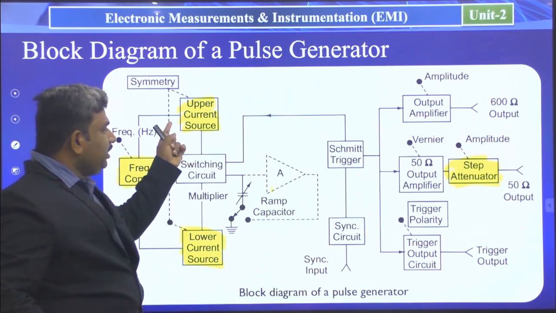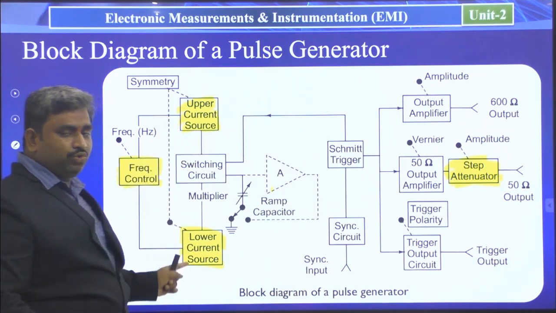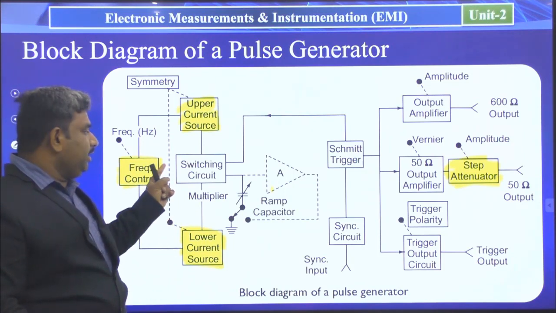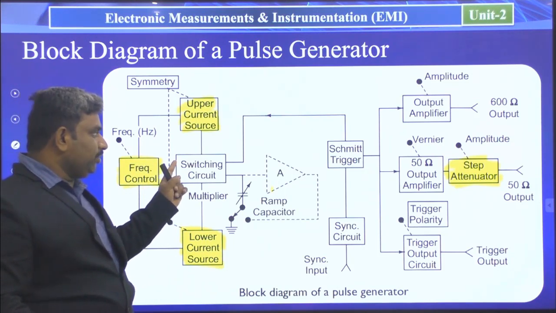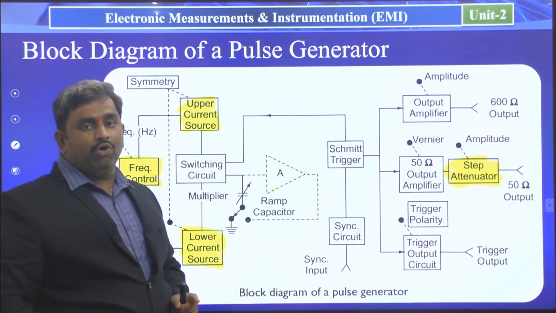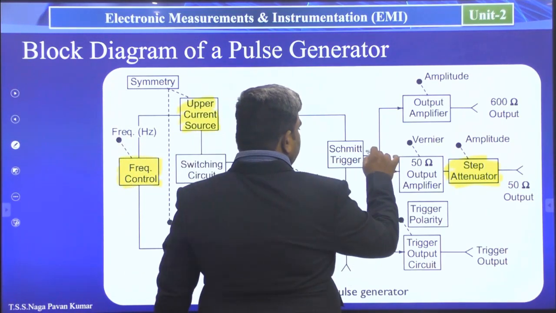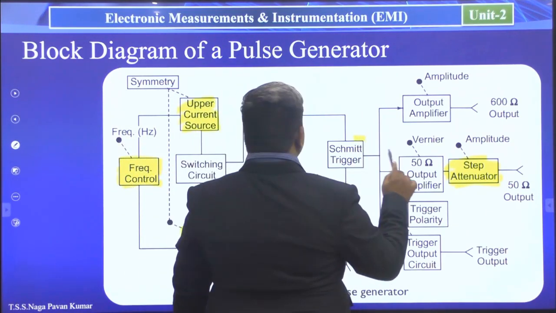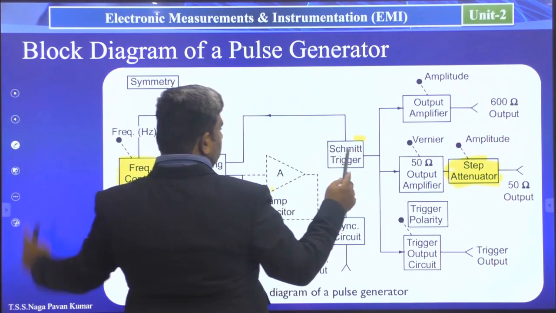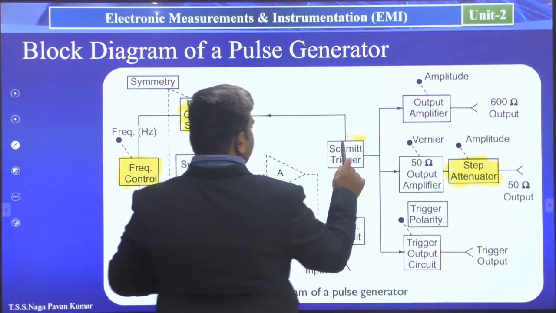For that reason, the upper constant current source and lower constant current source, these two current sources we are connecting to a switching network, a switching circuit. This switching circuit is connected to the Schmitt trigger circuit. The output of the Schmitt trigger circuit is nothing but a pulse signal. At this place, we will get the pulse signal.